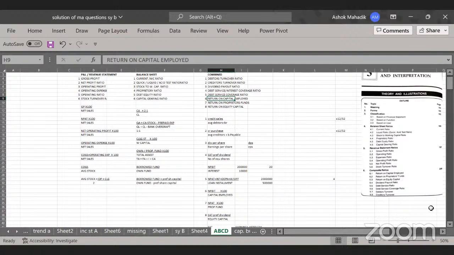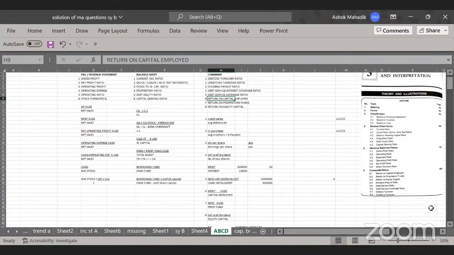रिटर्न का मतलब होता है प्रॉफिट. ओके, सो रिटर्न ऑन कैपिटल एम्प्लॉयड, इसका फॉर्मूला होता है EBIT upon capital employed into 100. EBIT मतलब you take operating profit plus interest. If सम में अगर interest दिया है, just add it back. You will get EBIT upon capital employed into 100. Okay.